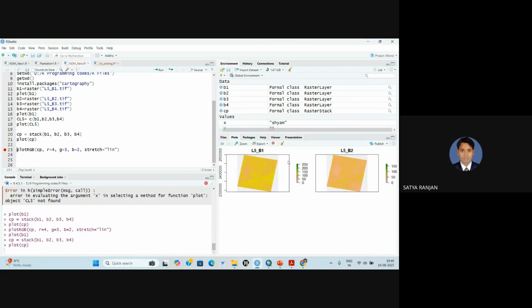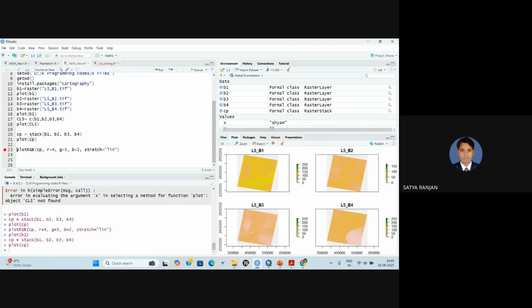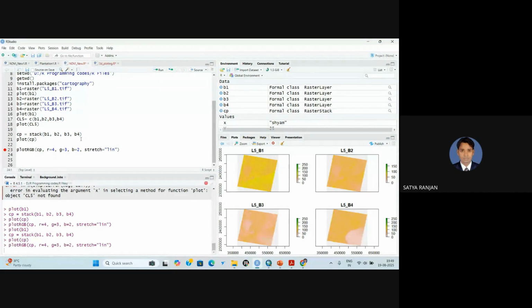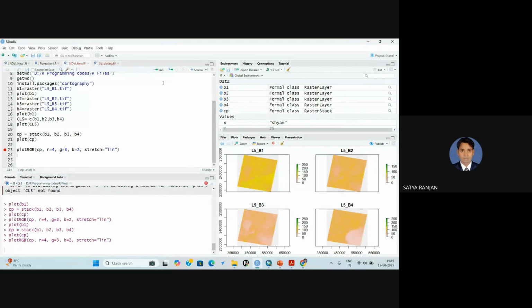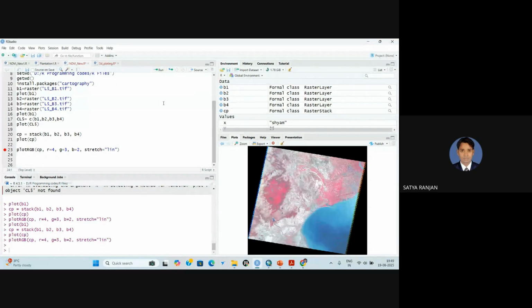This is given the four bands B1, B2, B3, B4. This is the layer stacking. All these bands are there in one object, CP. Then we apply RGB to this CP: R equal to 4, 3, 2 and stretch linear. Then it creates the RGB image. Okay, awesome. Same things can be possible in R also.